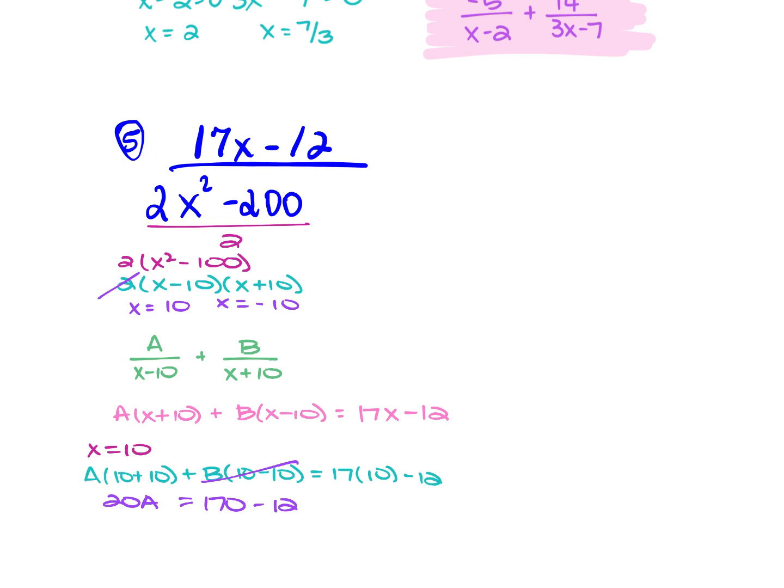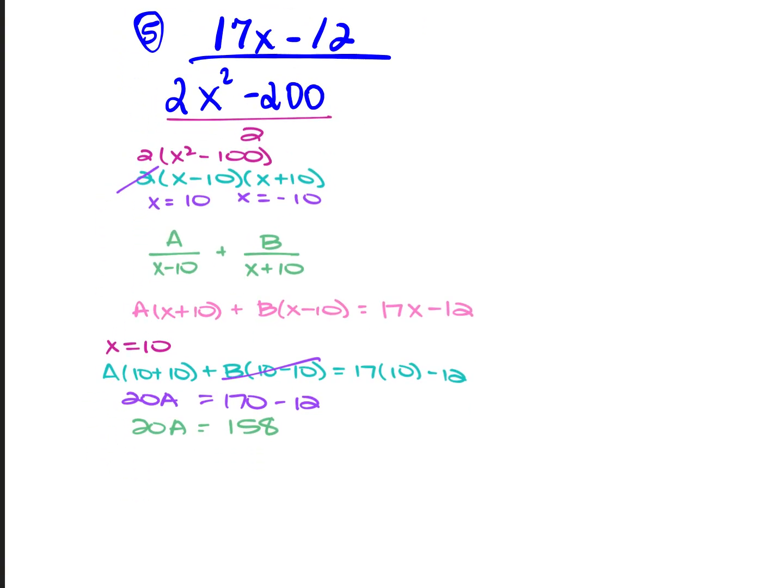What did you say that was? 158. Yep. So that gives you 20a is equal to 158. Divide each side by the 20, get a by itself. These are both even numbers, so they simplify to be what? 79 over 10. Okay. So you got a. You still need to find b.